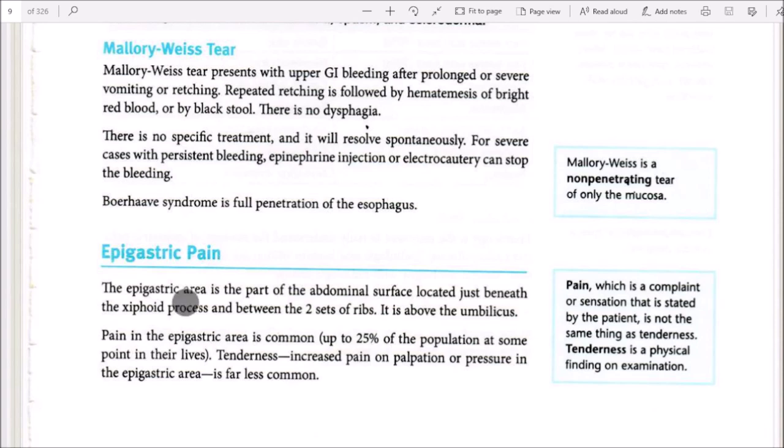Epigastric pain. The epigastric area is the part of the abdominal surface located just beneath the xiphoid process and between the two sets of ribs above the umbilicus. Pain in the epigastric area is common. Up to 25% of the population at some point in their lives experience it. Epigastric pain is generally described as burning pain or pressure. Pain, a complaint or sensation stated by the patient, is not the same as tenderness. Tenderness is a finding on examination.